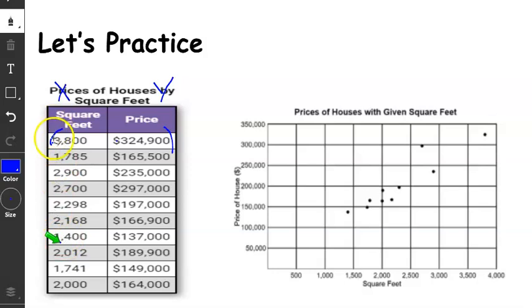A 1,400 square foot house is selling for $137,000. Can you say that the price of the house depends on the square footage? Well, graph it and see. I'm just going to put a circle around our ordered pairs from the chart. As the square footage increases, look at the points. Does the price of the homes also increase? And you can see that yes, it does. So in this one, you can safely say that the price of the house depends on the square footage.